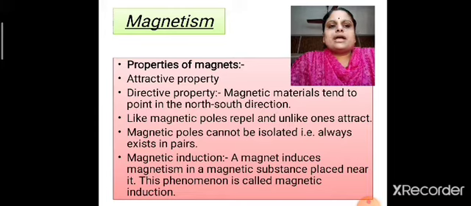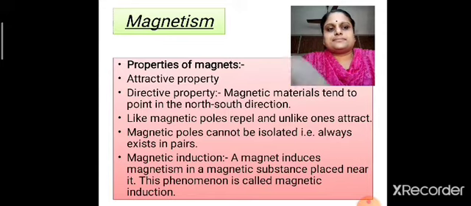Magnetic poles cannot be isolated. That is, they always exist in pairs. Even if you cut a magnet, you will be having one north pole and one south pole. Magnetic induction: a magnet induces magnetism in a magnetic substance placed near it, and this phenomenon is known as magnetic induction.